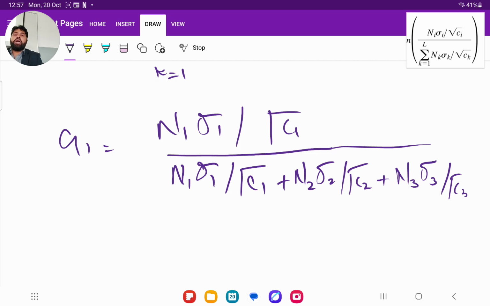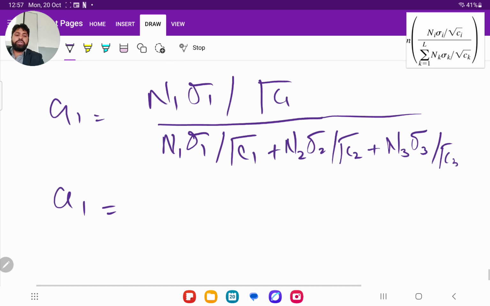So to calculate this one, we have been given the data, and we just need to put all these values inside the formula to calculate the proportion A1. Okay, allocation, sorry.